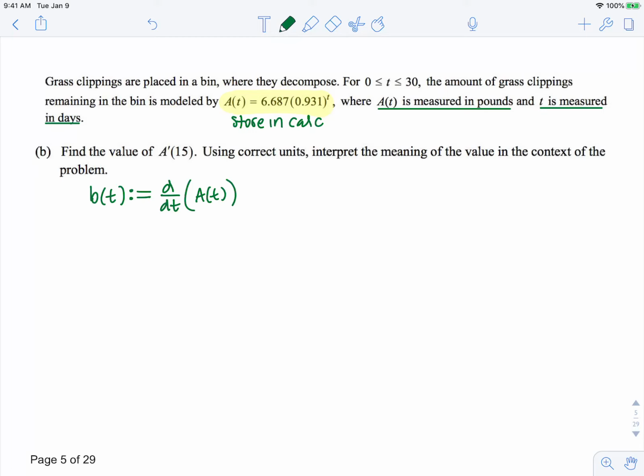Now, if you prefer to keep everything in terms of x, you can. But I'm going to use t because that's what's in the problem. So now, make sure you're doing this in your calculator so you get the same answers. Now I'm going to find B(15), and that's approximately negative 0.16635906. Make sure you get this in your calculator. So now I will interpret the meaning of this derivative.